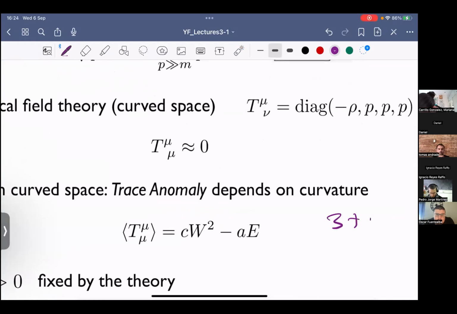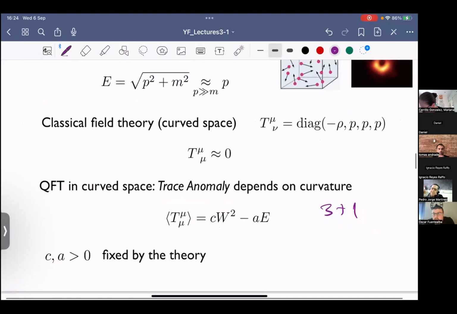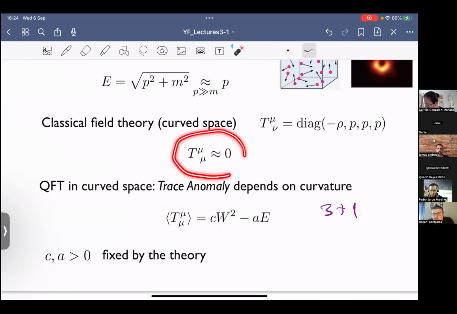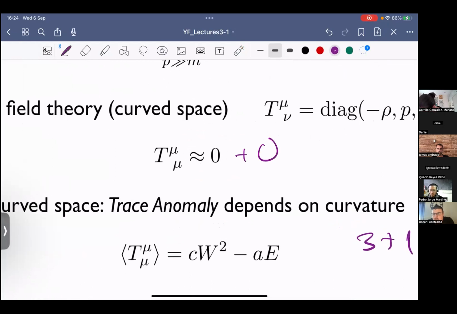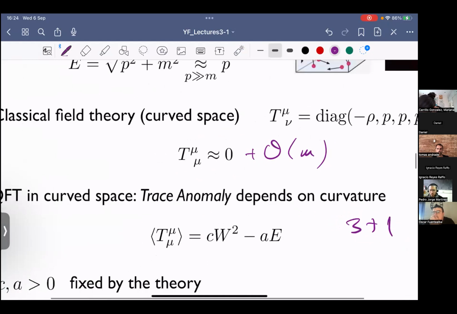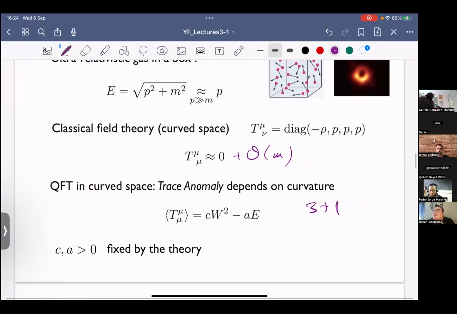Here I'm going to do everything in 3+1 dimensions. The statement of the Weyl anomaly is that on top of the contribution coming from the classical terms, so here I said this was approximately 0, but of course there are terms that depend on the mass, and we're going to keep them. We're going to write them down in a second. The statement of the conformal anomaly is that on top of those classical contributions that normally depend on the mass, there are other contributions which come purely from quantum field theory.